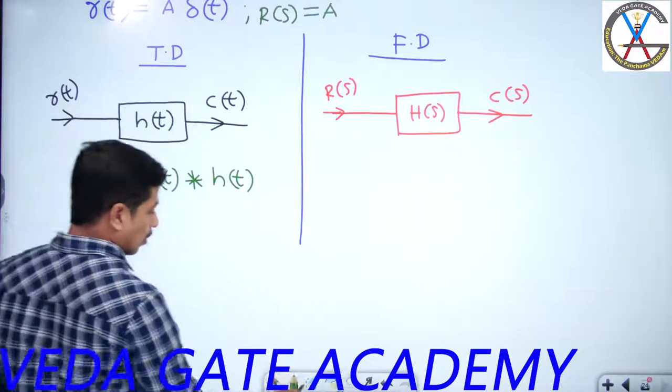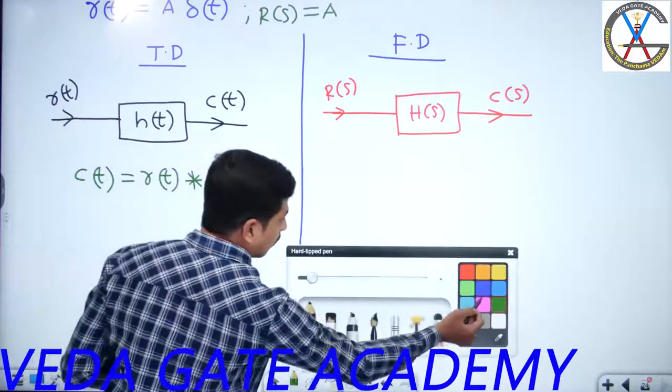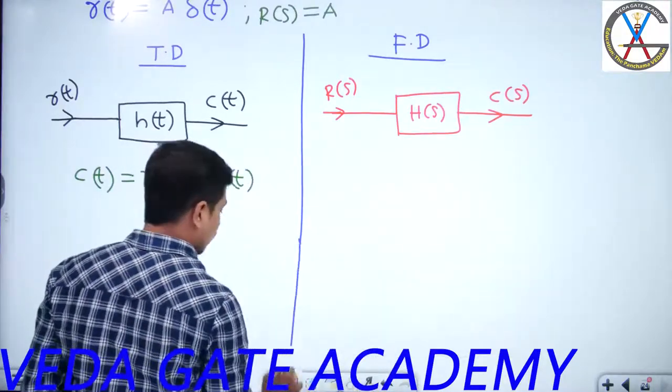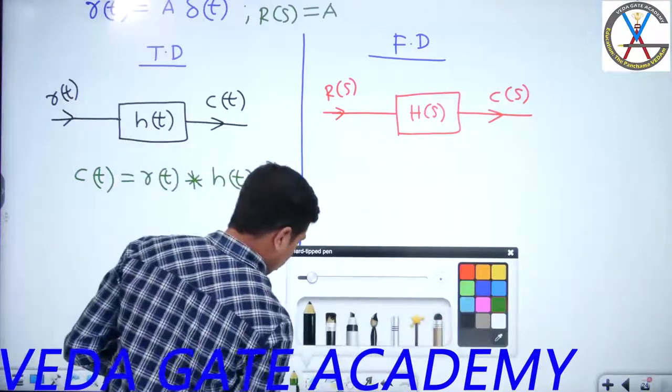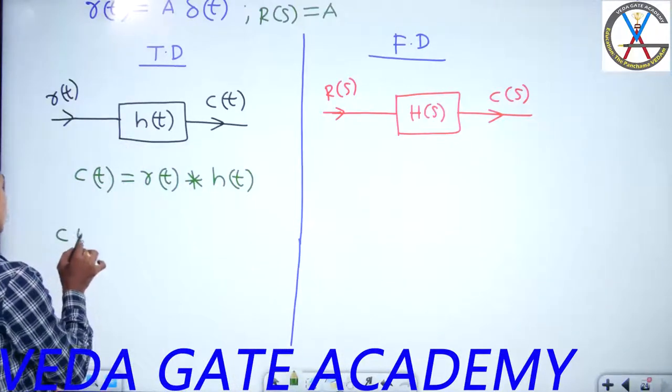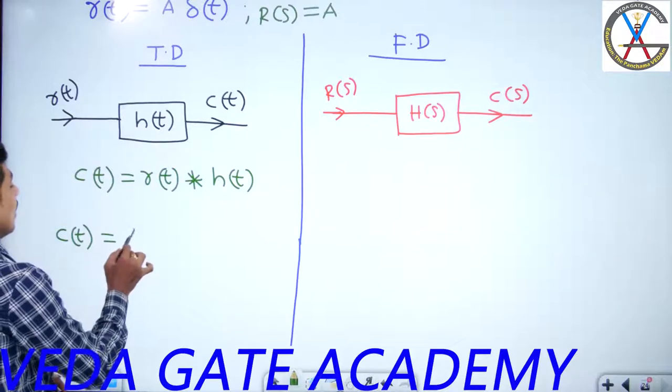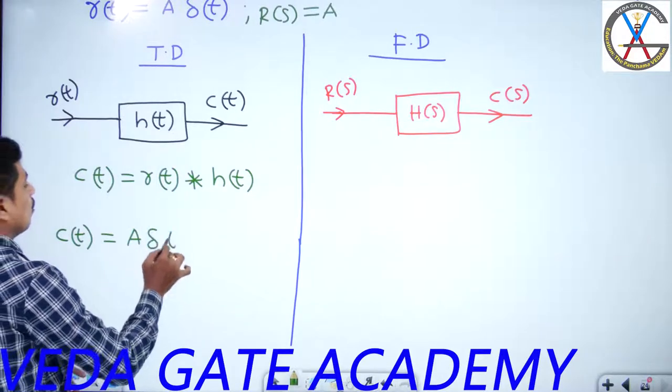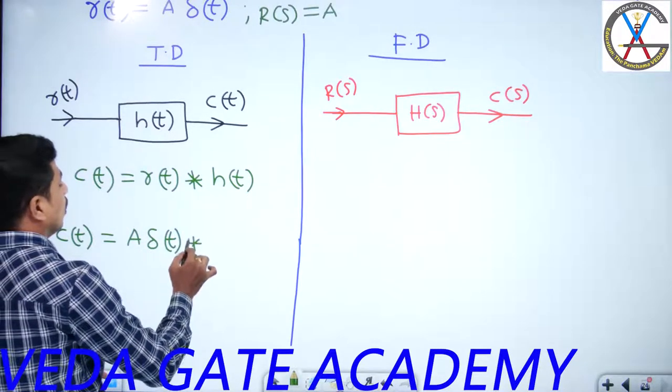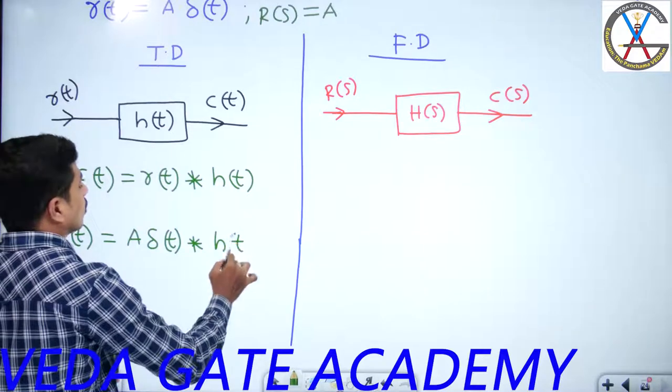Yes, now come on here. C of t is r of t in convolution with h of t. What is r of t? C of t is equal to r of t, and r of t is what? A del of t in convolution with h of t.